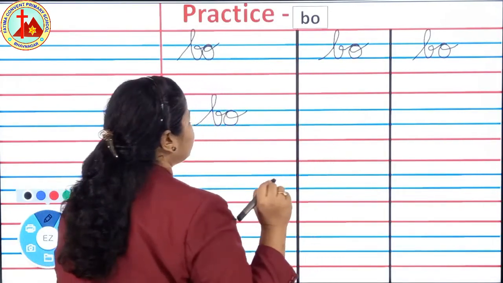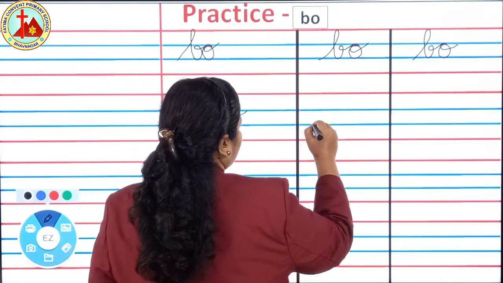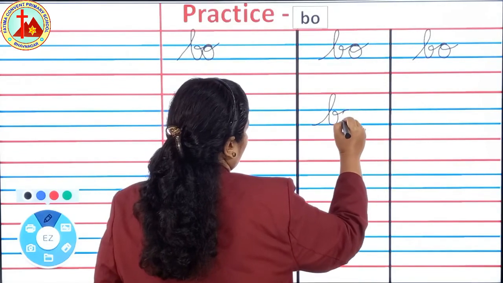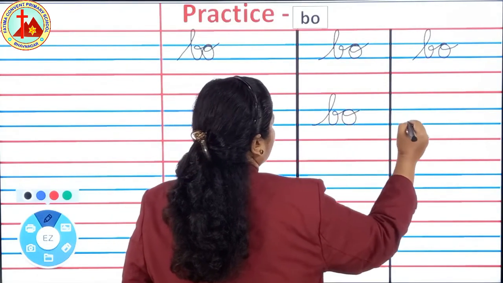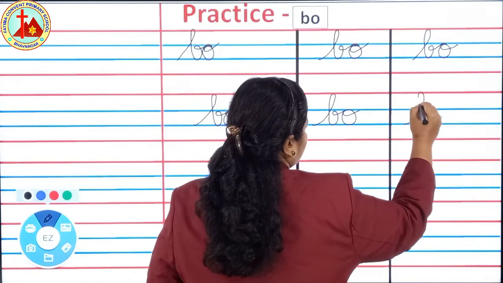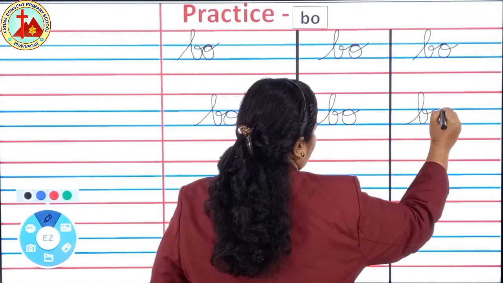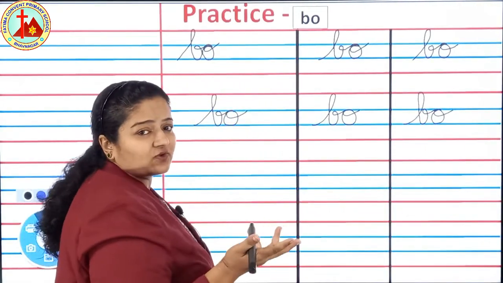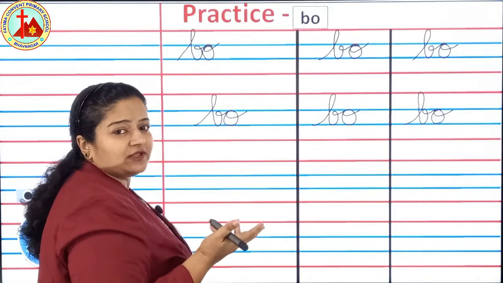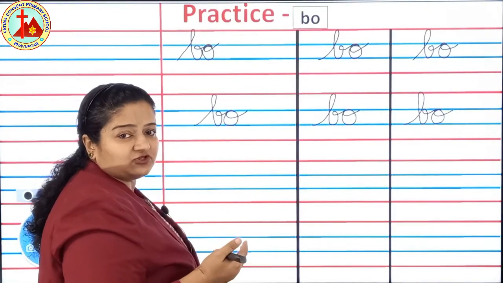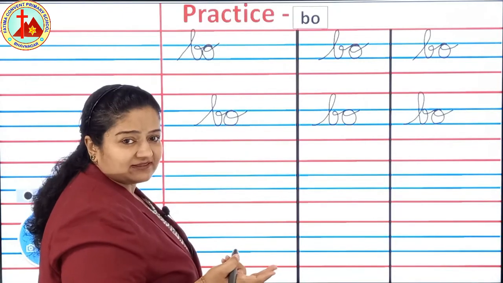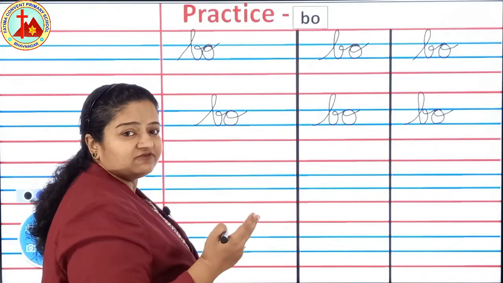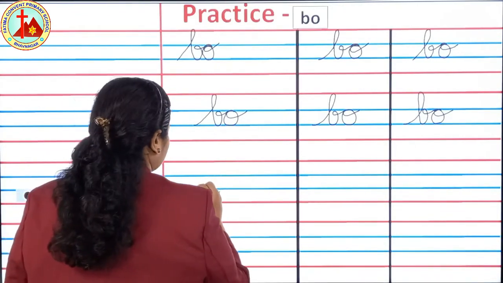In the middle, if you lift your hand, then it is wrong. B, O. Joining letters. B, then O. Like this you have to practice at home. Any letters you can write, okay? Not only B, O. You can write A, B, C together, D, E, F together. Whichever letter you learn, you have to write it joined without lifting your pencil. Okay? See one more time.